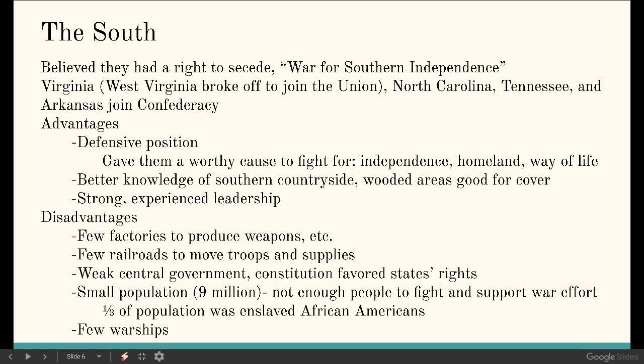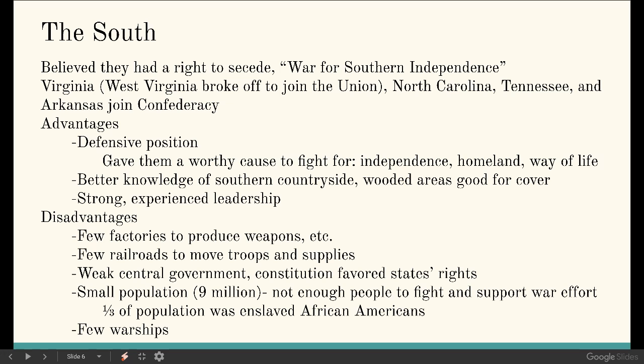And then they also had very strong, experienced leadership in the South, which is really going to help them out as well. Major disadvantages for the South here, though. Very few factories to produce weapons and supplies. They had very few railroads to move troops and supplies. So they've only got about 30% of the nation's railroads for the Civil War. So that's going to be a major detriment to them.